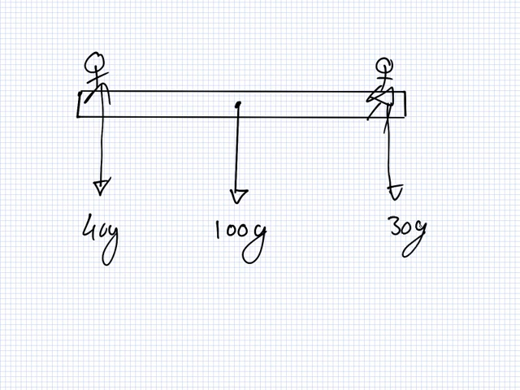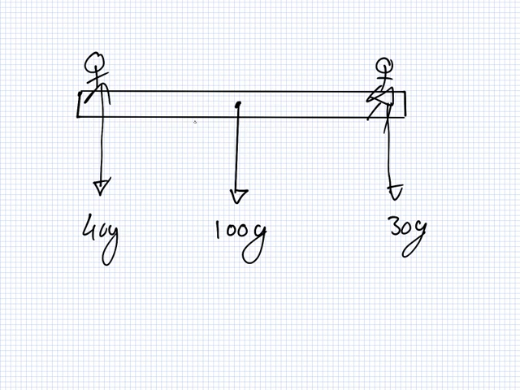Now, is this in equilibrium? No. Which way will it rotate? It will rotate anti-clockwise. It will rotate this way. Okay, so we want to know where should we move the pivot so that it's balanced.